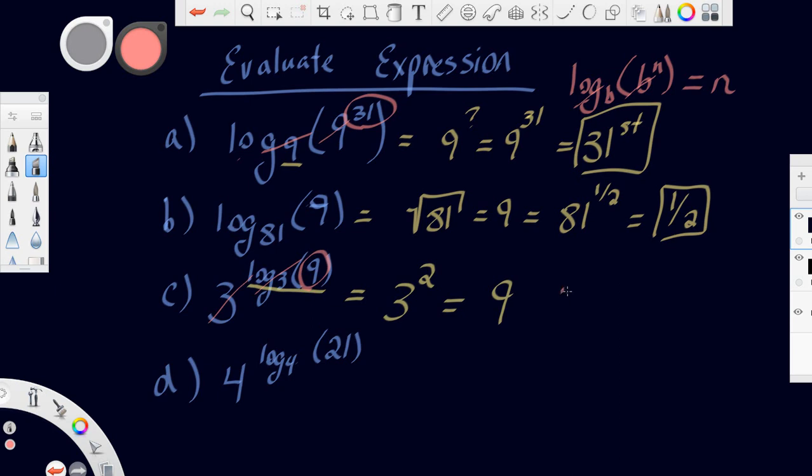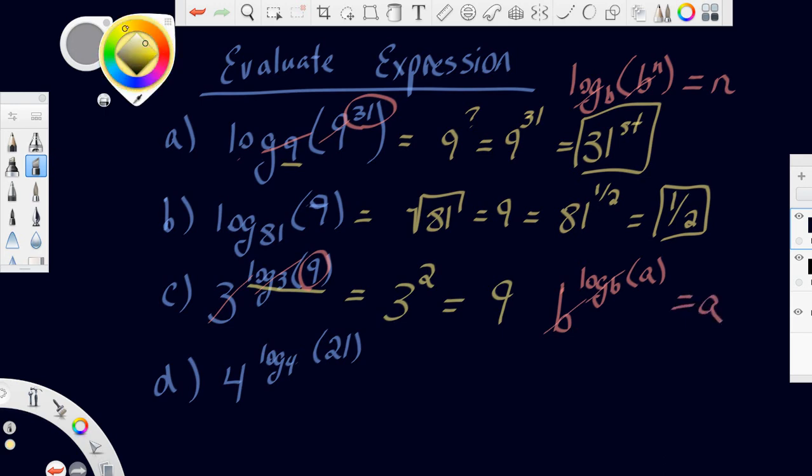So anytime you have b raised to the log base b of a, these are going to cancel out, and you're just going to get a back. So if we use that property on the next one, 4 raised to the log base 4 of 21, you can instantly just cancel those out, and we know that the answer is going to give 21.